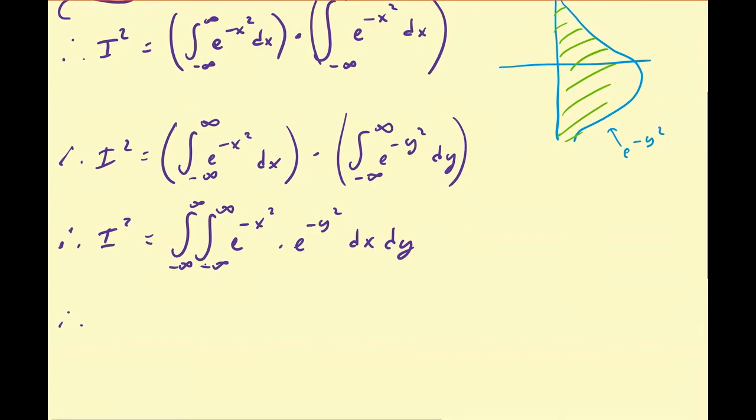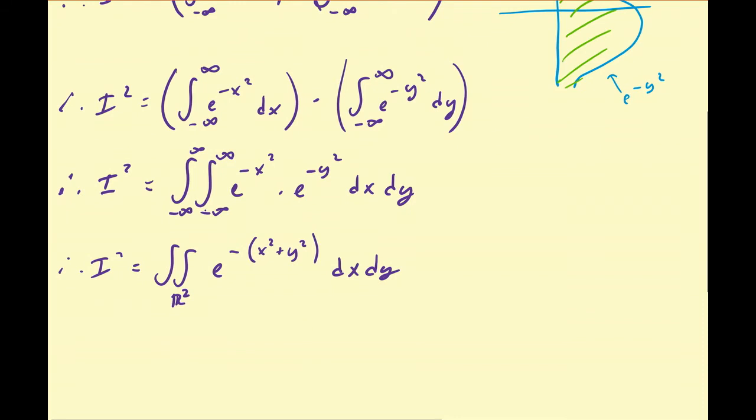which can be rewritten as the double integral of e to the minus x squared plus y squared dx dy. And since we're integrating from minus infinity to infinity in both the x and y directions, this integral covers all of R2, or two-dimensional space. So we've pretty much rewritten our single variable integral I as a volume integral I squared.